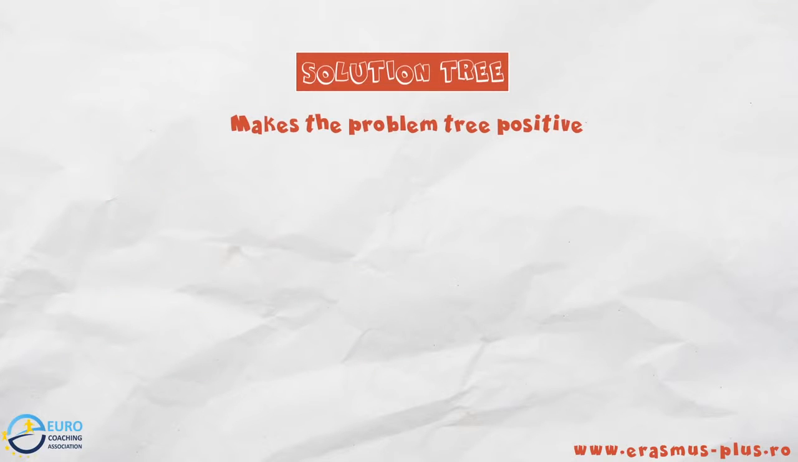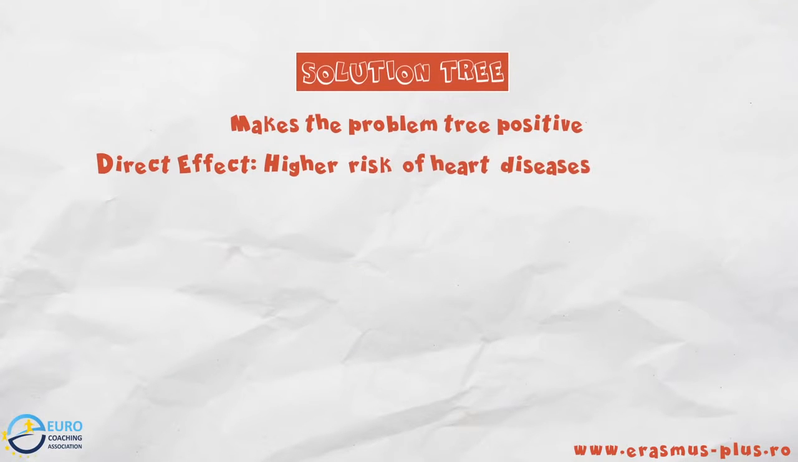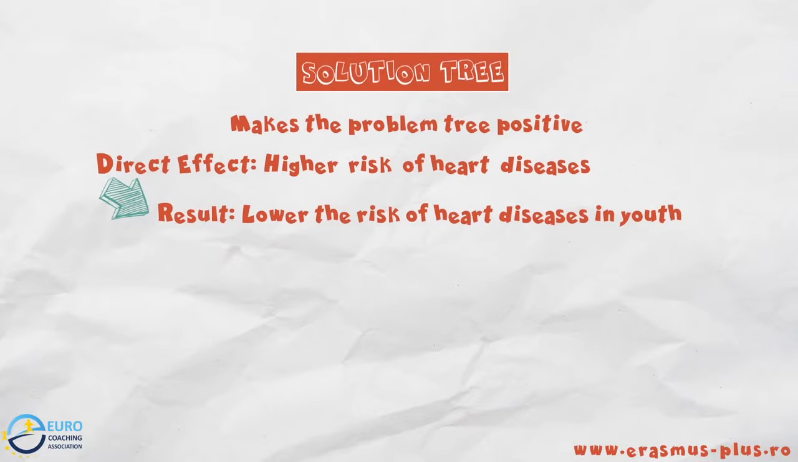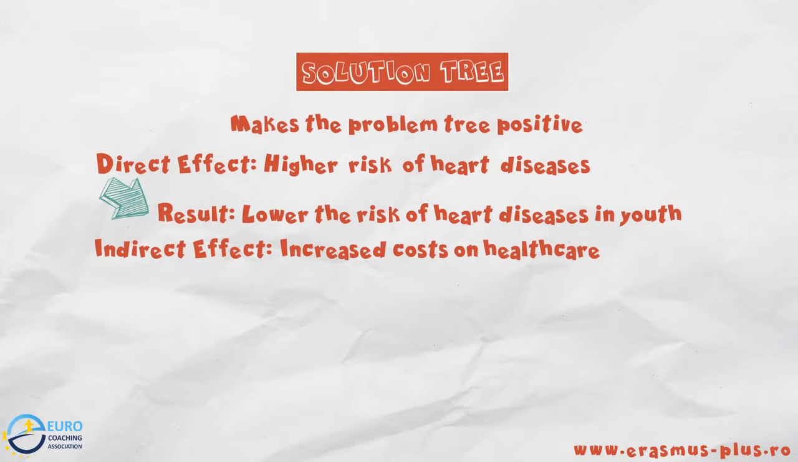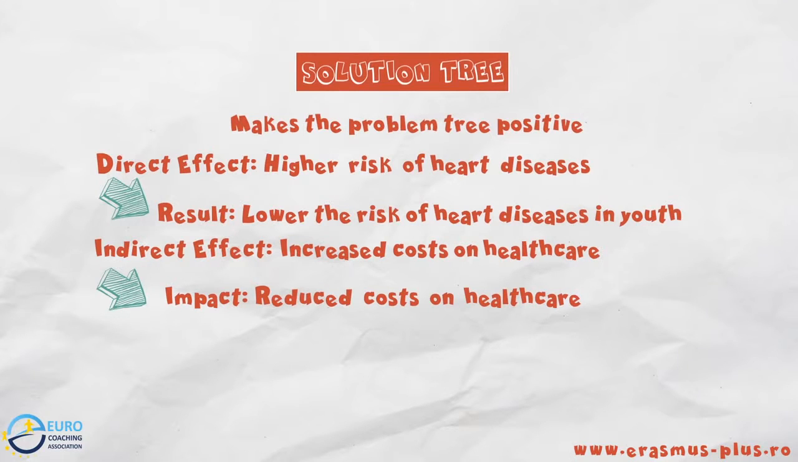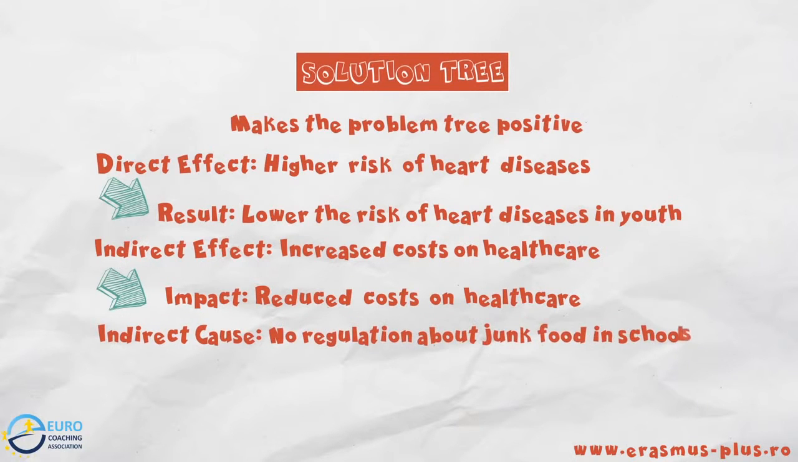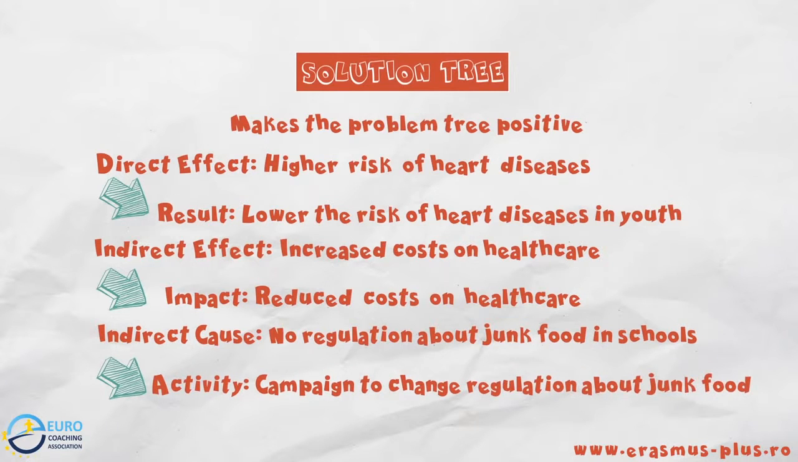Then, our direct effect, higher risk of heart diseases, will become our expected result, lower the risk of heart diseases in youth. Our indirect effect, increased costs on healthcare, will become the impact of our activities, reduced costs on healthcare. Our indirect cause, weak regulation about junk food in schools, will become our activity, a campaign to change the regulation about junk food in schools.